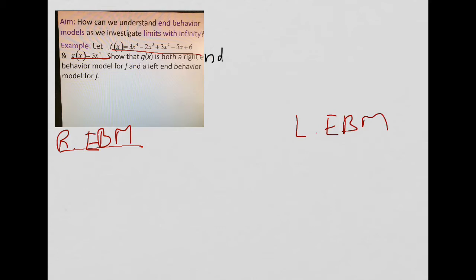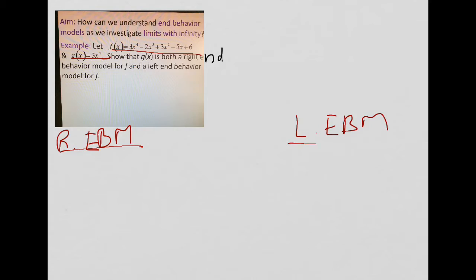Okay, and sometimes we have to do it for when it's both a right end behavior model and a left end behavior model. So that means that we kind of have to explore our functions a little bit. So let's take one step at a time and notice that it says show that g of x is both a right end behavior model, so I'm going to abbreviate right end behavior model, and a left end behavior model. Now, I'm sorry that I cut off part of the slide.